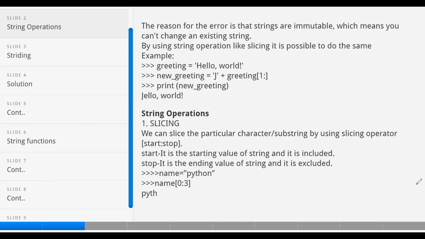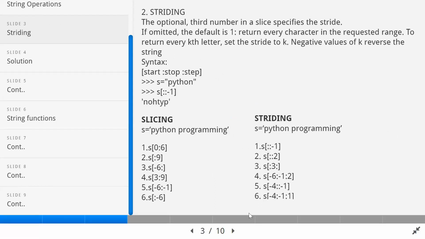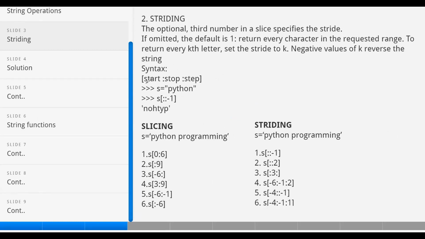Next is striding. In striding you will have three portions: in the square brackets you give the starting index colon stopping index colon stepping index. You can give the stepping index either positive or negative. Even the starting index and stopping index can be given in positive or negative indexing.